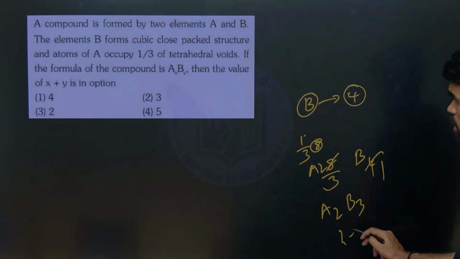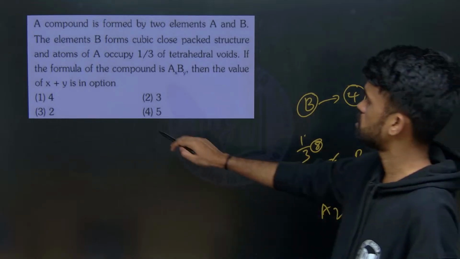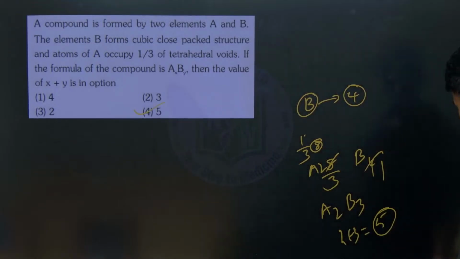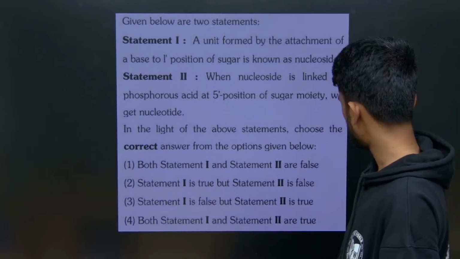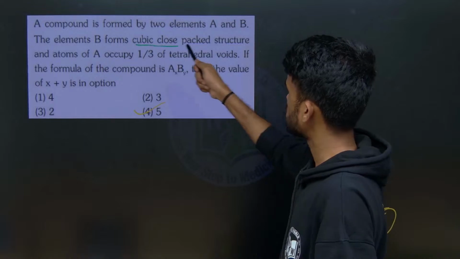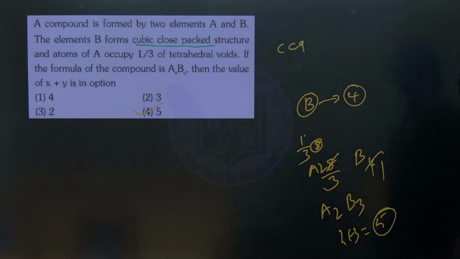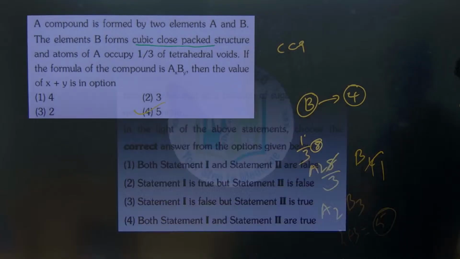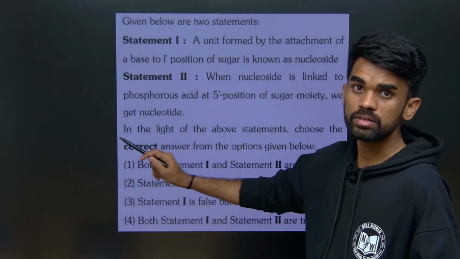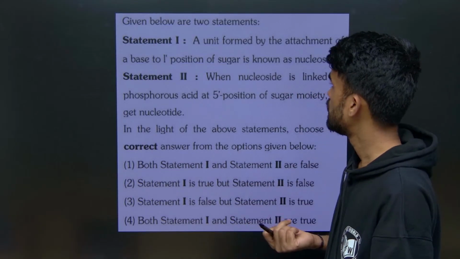So 2 plus 3, how much we got? 2 plus 3 is 5. So 5 will be the option for this. Okay, I hope you know about FCC lattice or cubic close packed CCP lattice, all these things. Based on that, this question can be solved. So you can focus on solid state for EAPCET. 1 or 2 questions you can expect in the EAPCET.